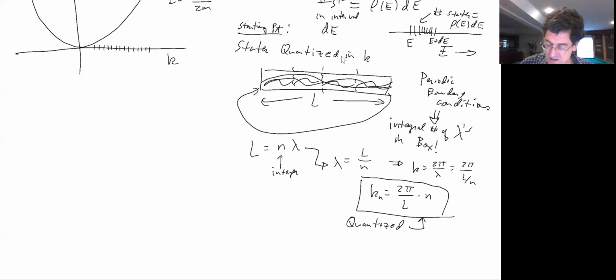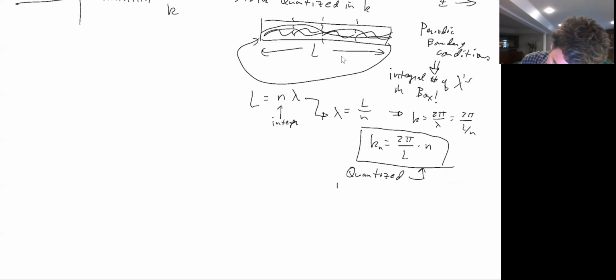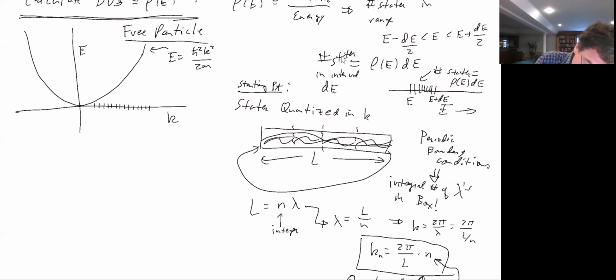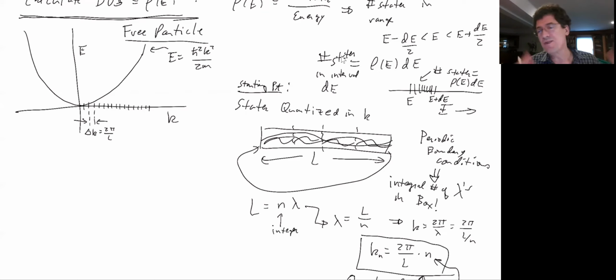And so it's quantized in units of delta K equals 2 pi over L. And there it is. You can just see it, because that's my integer, N. And so that means that the distance between these things is delta K equals 2 pi over L. So the smallest spacing between the different allowed Ks of your system is 2 pi over L, where L is the size of your system. This is always true.